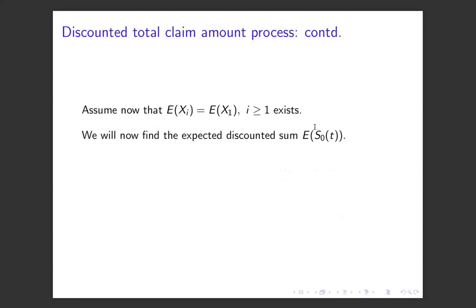So far we have not made any assumptions concerning the Xi's except that they are IID random variables. So the first assumption is that the expectation exists. And of course, since these are IID, each of the Xi will have the same expectation. So all these things are equal to the expectation of X1.